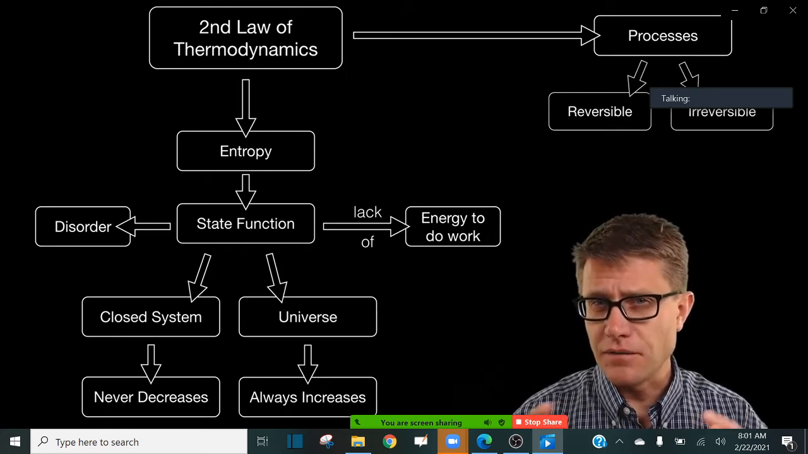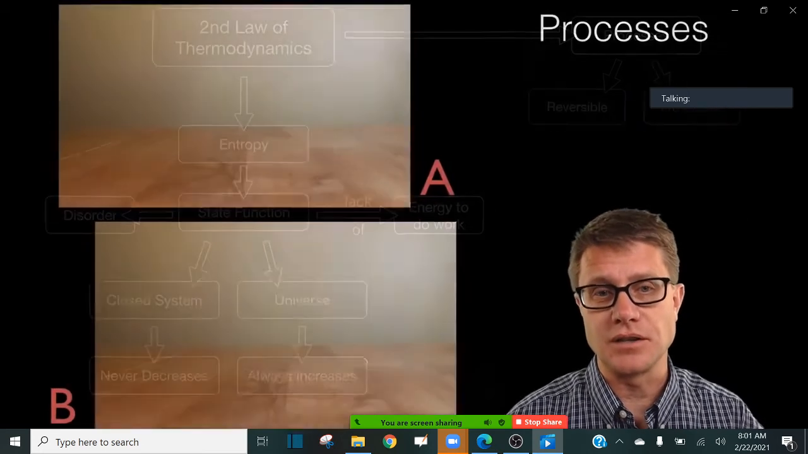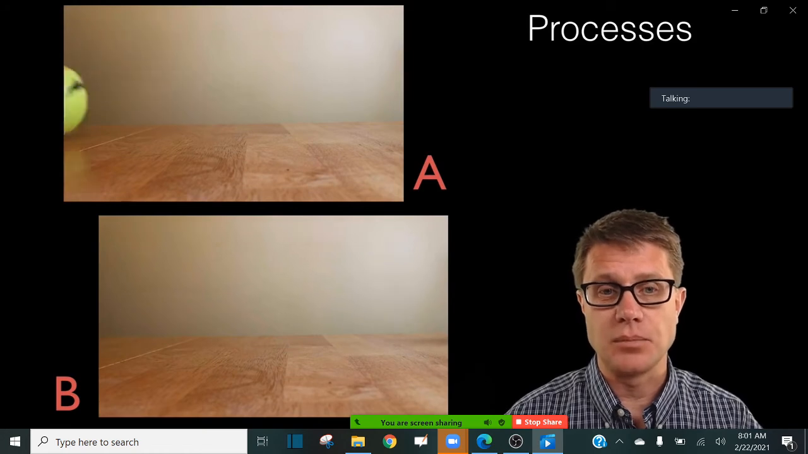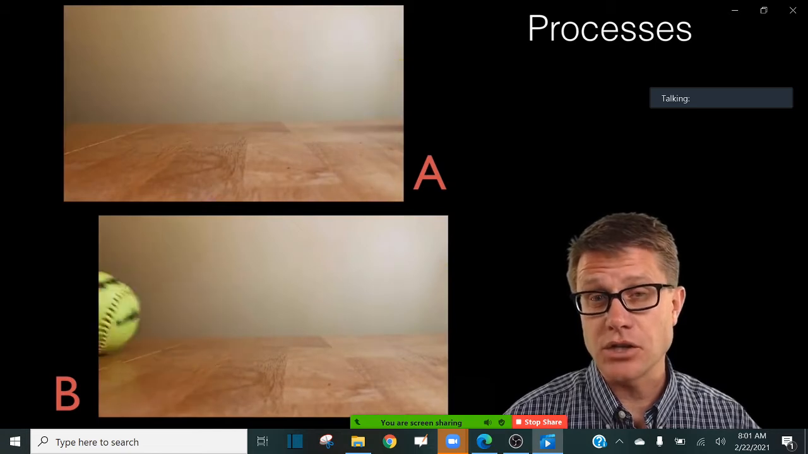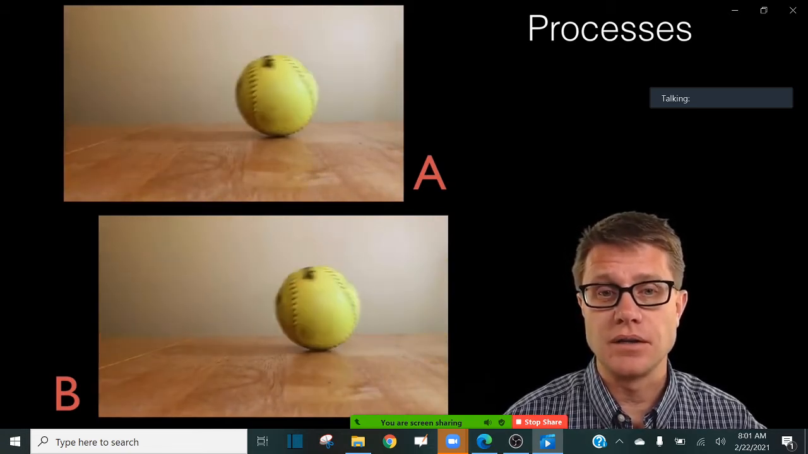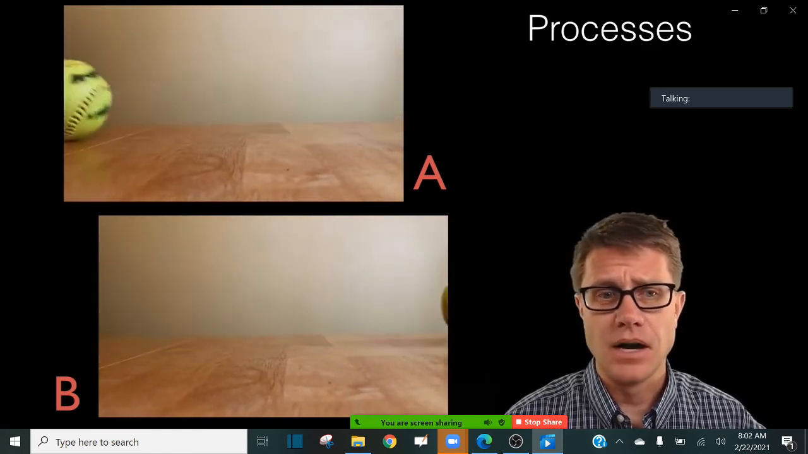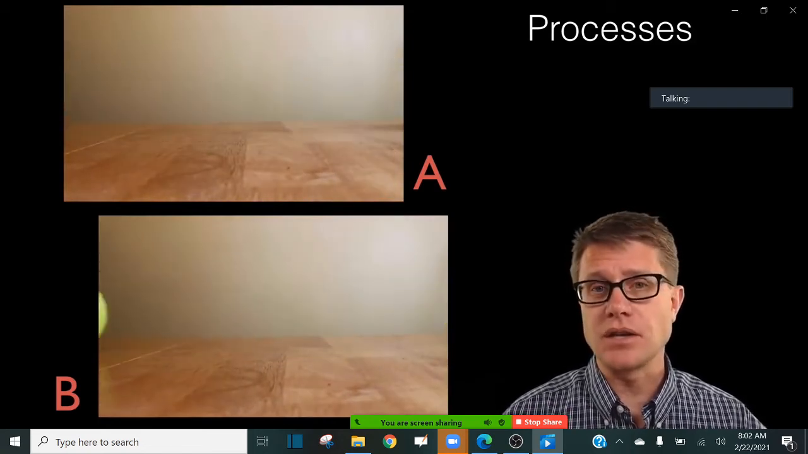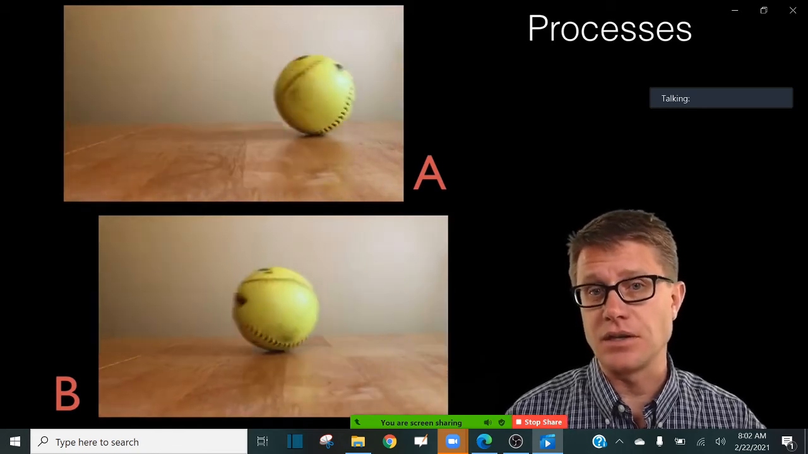Now that's kind of a vague concept. What does it mean to increase the entropy of the universe? Let me give you some solid examples. I have two videos here, video A and B. Let me start playing them. They're both the same video, but one is played in the forward direction and one is played in the reverse direction. Can you figure out which one is forward and which one is reverse? It's hard to tell. If I remember right, A is actually played in the forward direction. So we can think of this as a reversible process. It's just as likely to happen in the A direction as it is in the B direction.